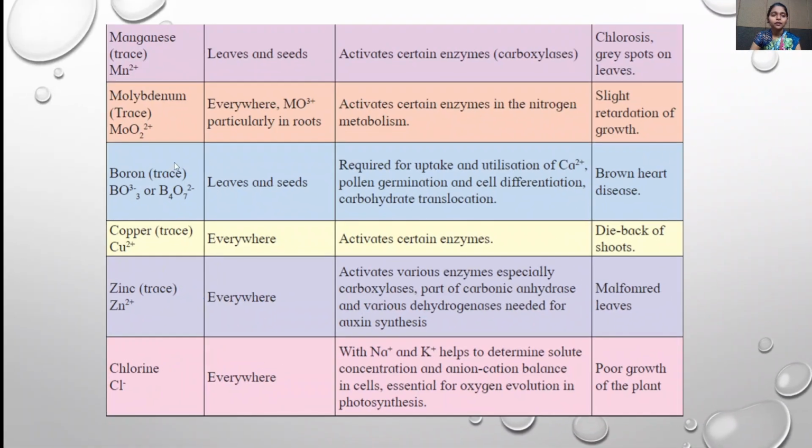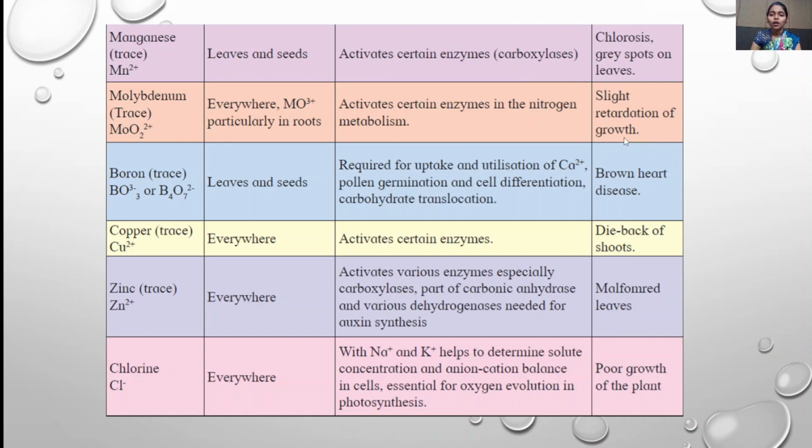Next slide. The element manganese is found in leaves and seeds. Its functions: activates certain enzymes, and the deficiency symptoms are chlorosis and gray spots on leaves. The elements are molybdenum, boron, copper, zinc and chlorine. Molybdenum is found everywhere, particularly in roots, activates certain enzymes in nitrogen metabolism, and the deficiency symptom is slight retardation of growth.